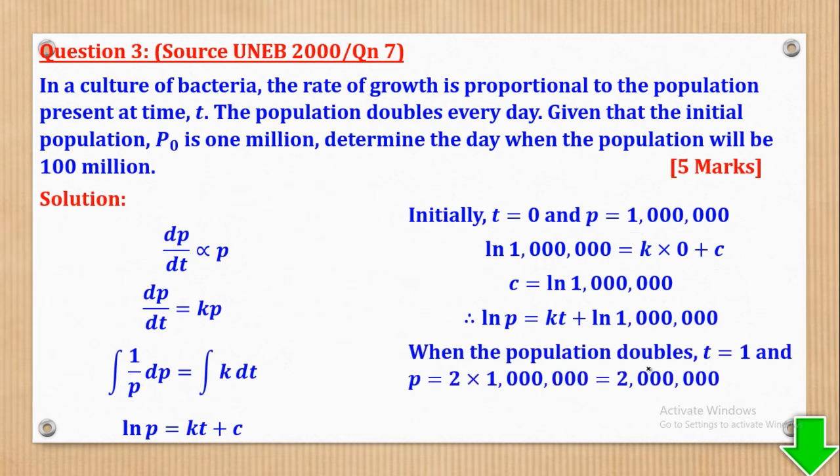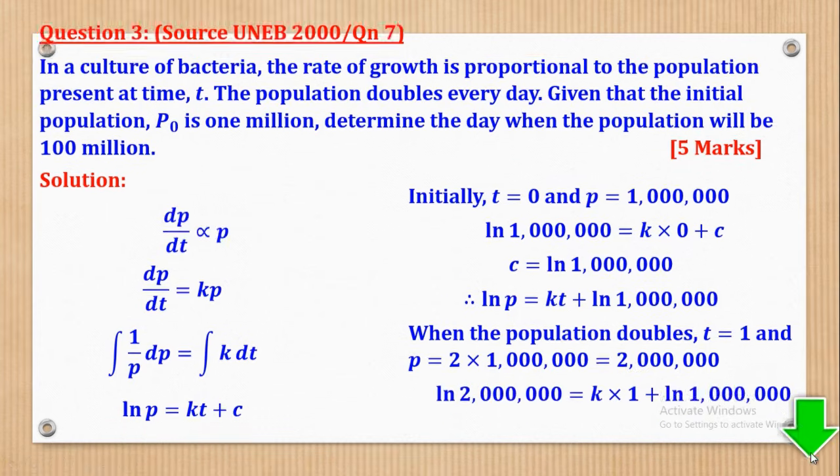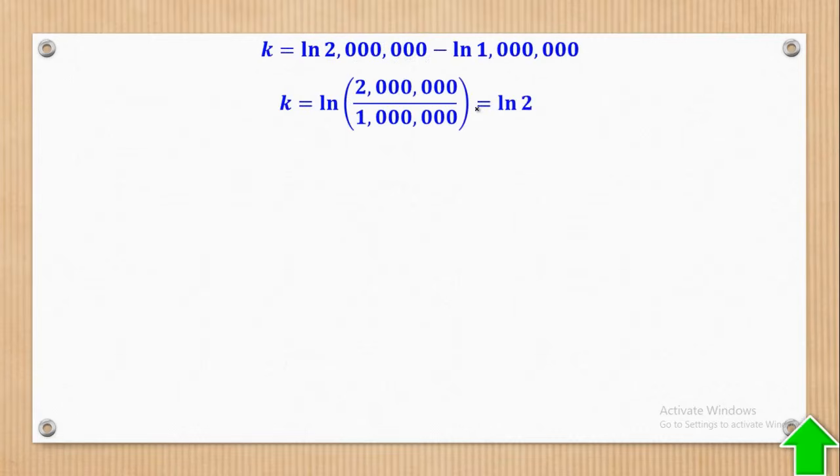What about when the population doubles? After 1 day, the population will have doubled and now be 2 million. So come and substitute for t and for p. Therefore, k will be equal to that, and can be simplified as that, which is equal to ln 2, because this over this is equal to 2. Then let's also substitute the value of k in the equation to come up with that.